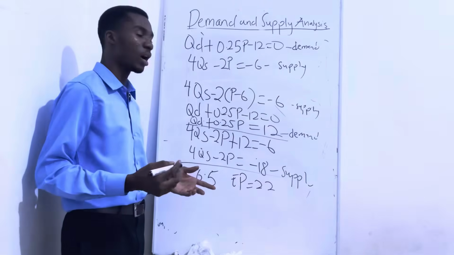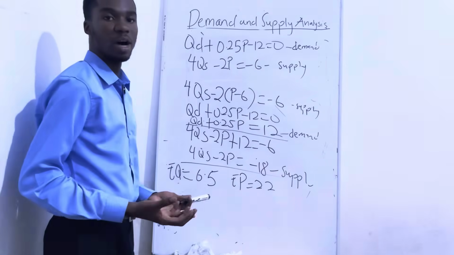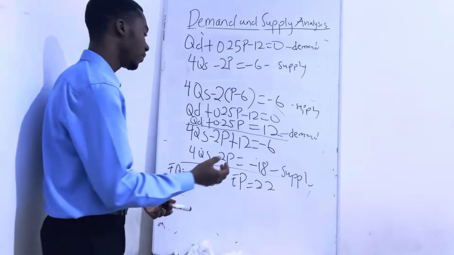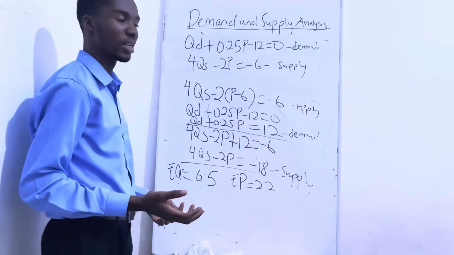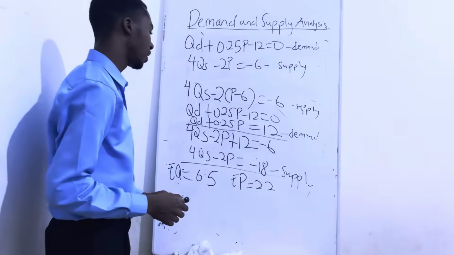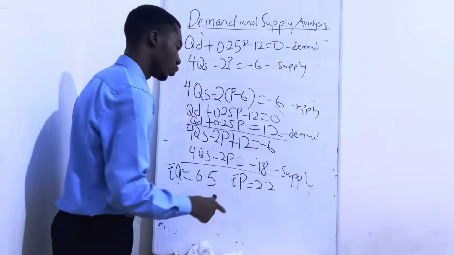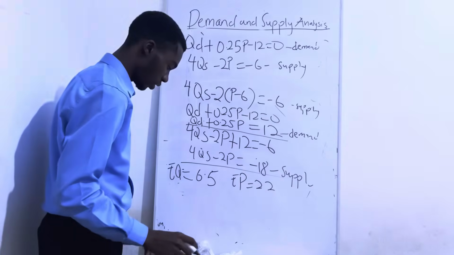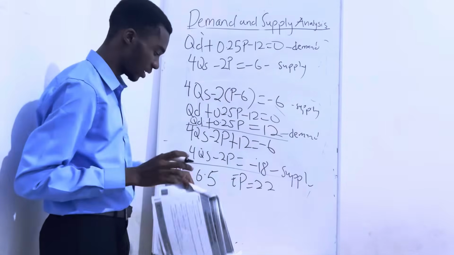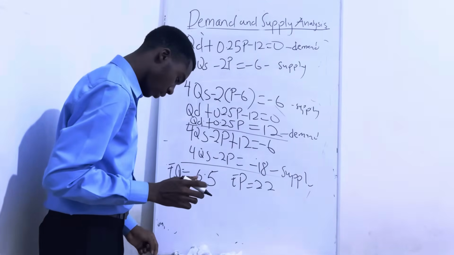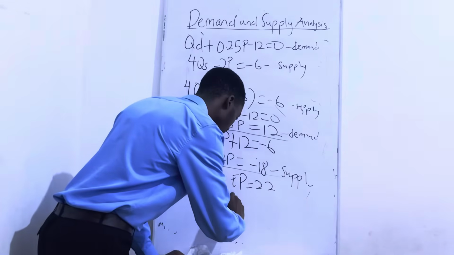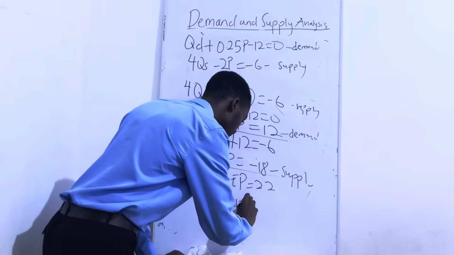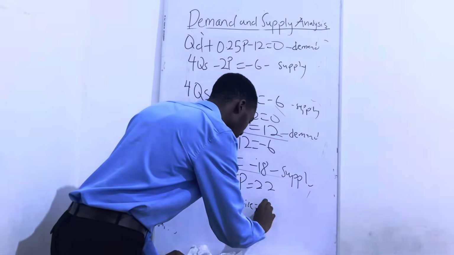So now how do we know how the economic agents share the tax? Now we have the new equilibrium price and the quantity. So if we want to know how they share the tax, we can use the price. Now remember, our new price is 22 and our old price, when we solved for the first equilibrium price, was 18. So the old price is equal to 18.